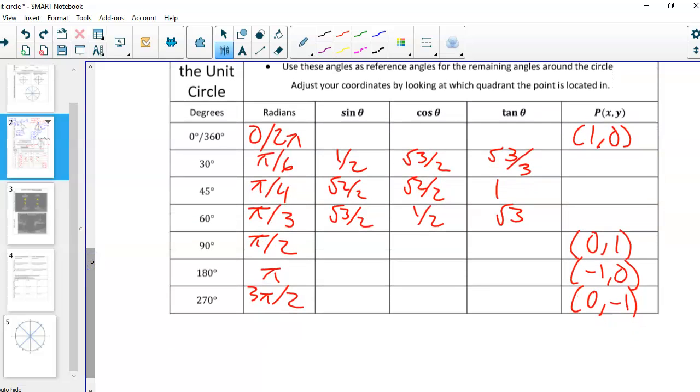So since these ordered pairs are x, y, and this is y, this is x, this is y over x, I can write the ordered pair of 30 degrees to be root 3 over 2, comma 1/2. I can write 45 to be root 2 over 2, comma root 2 over 2. And I can write 60 to be 1/2, comma root 3 over 2.